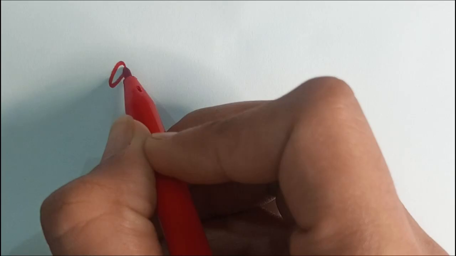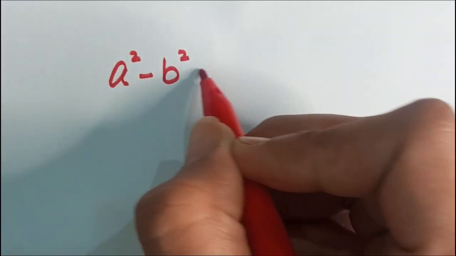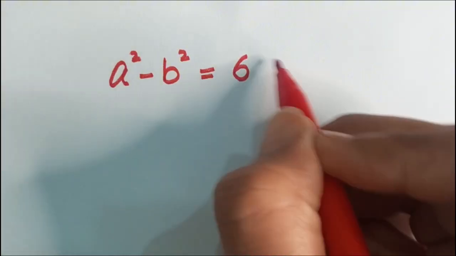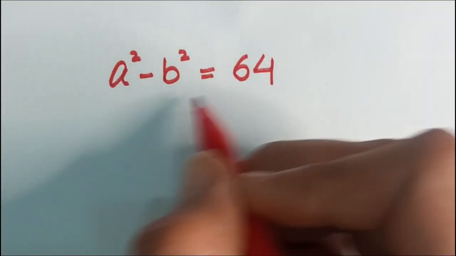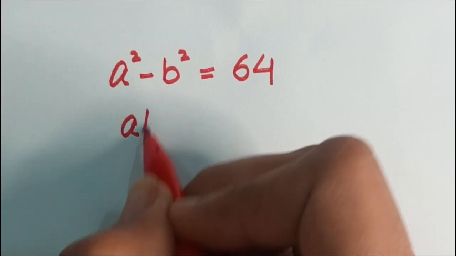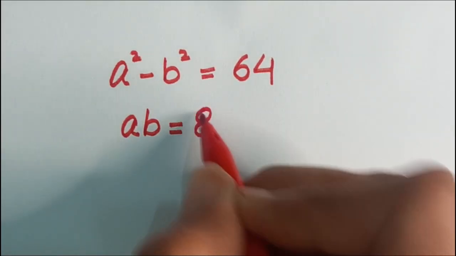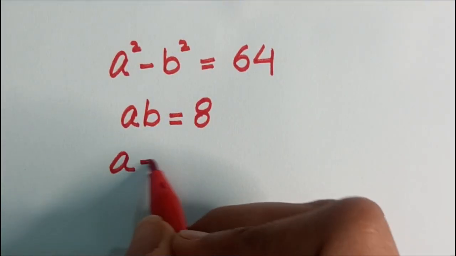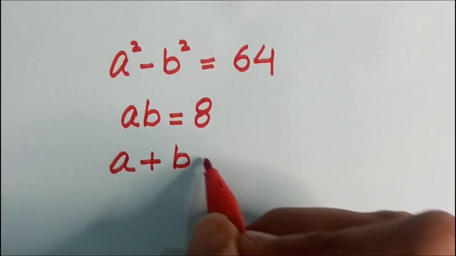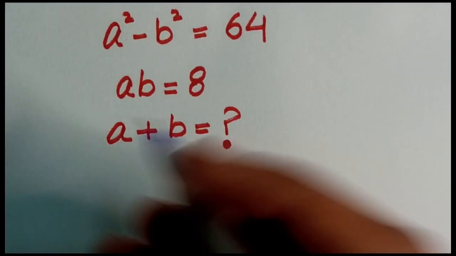Today we have the equation a square minus b square is equal to 64, equation number 1, and ab is equal to 8. Find the value of a plus b. Solution.